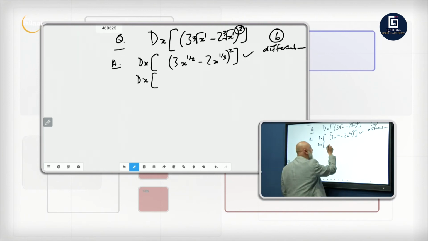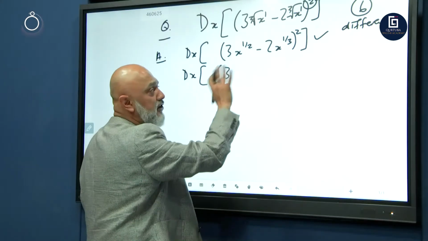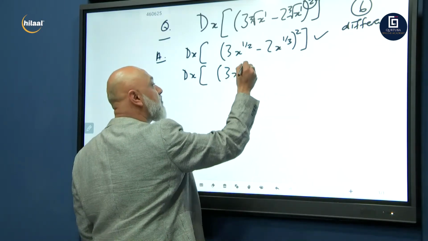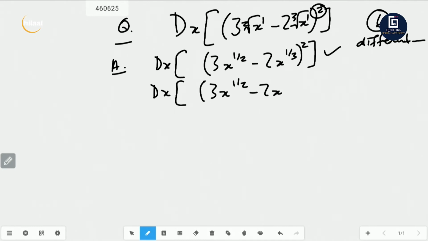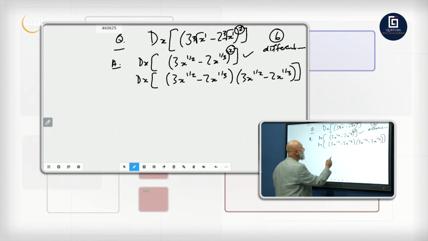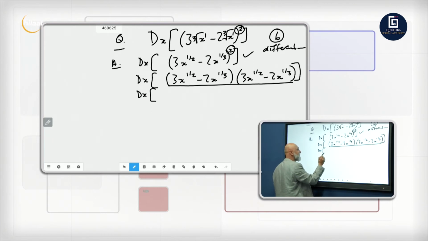We need to remove those brackets. So I'm just going to do it this way. I could have done it the shortcut way, but you probably would have got confused. You would have got lost. So I'm just going to expand it out for you. We're going to do 3x to the power a half minus 2x to the power a third, into, because it's squared, we're going to copy and paste 3x to the power a half minus 2x to the power a third. There we go. We still need to remove our inside brackets. So we still have dx.